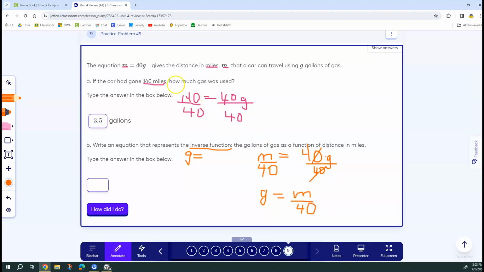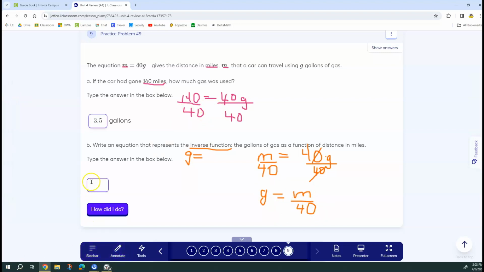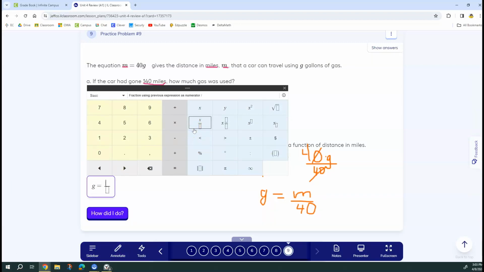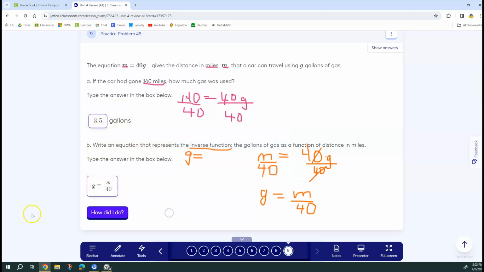Okay. And if you look up here, in the problem, we were trying to figure out how much gas was used if the car went 140 miles. Well, we took the number of miles and we divided it by 40, which is this equation right here. So then I type that in. G is equal to, our little fraction button, m divided by 40. Okay, there you go.